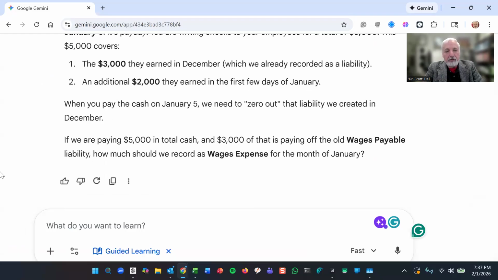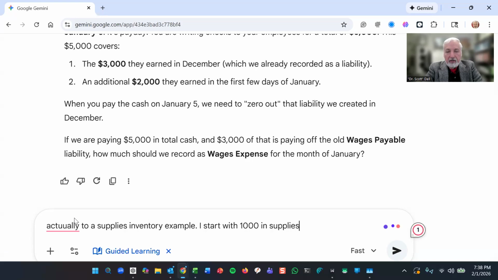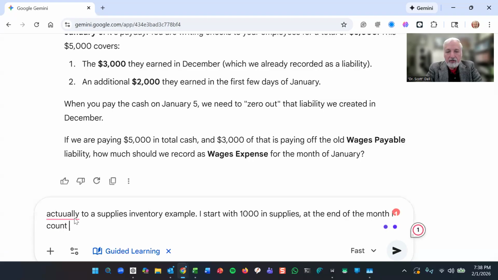Let's try an example. All right. Actually, let's jump to a supplies inventory example. I start with $1,000 in supplies. At the end of the month, I count $400 on the shelf. What is my entry?